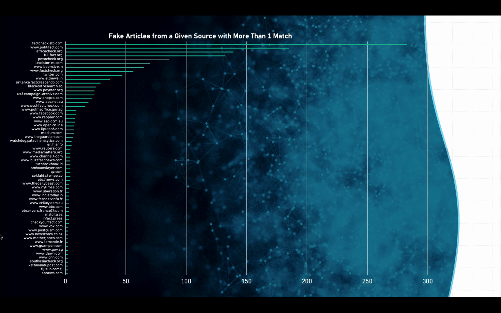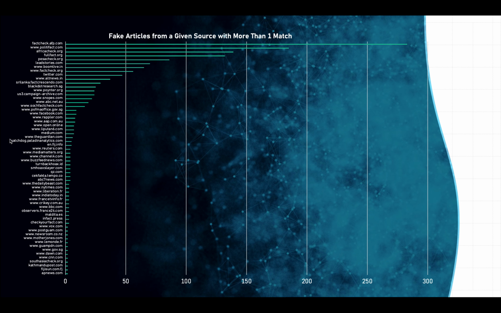So after running through all our data, we decided to make this little chart. As you can see, these are fake articles from a given source with more than one match. We decided to only list the websites that had more than one fake news article in our data set. There were many more, but to condense things, we only did websites with two or more.